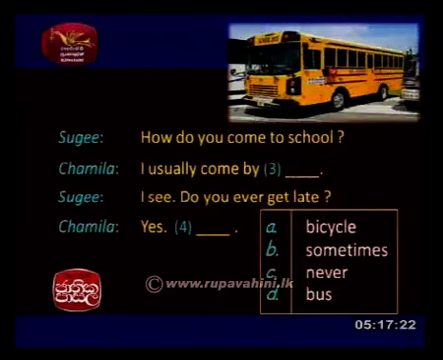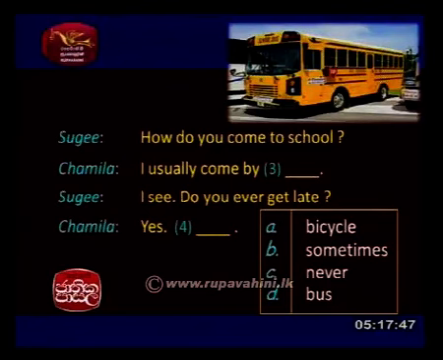You can take Sugi's character and you can take Chamila's character and read this question. How do you come to school? I usually come by blank. I see. Do you ever get late? Yes, blank. Right. What are the words given here? Bicycle, sometimes, never, bus.